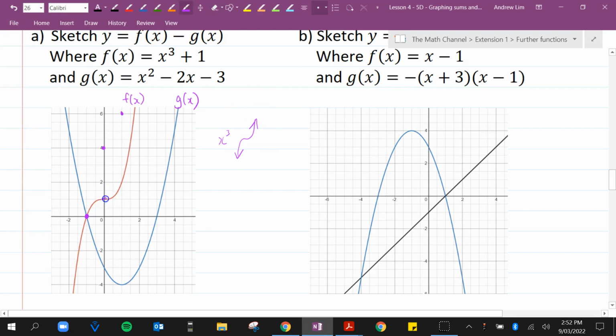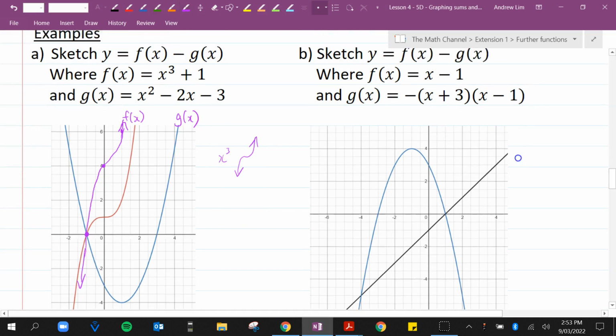Because here they approach, there's sort of like a point of inflection here. There's going to be a similar one here. Maybe graph it better. Something like that. Right, and that's f of x minus g of x. Right, pause the video, have a go with question B.